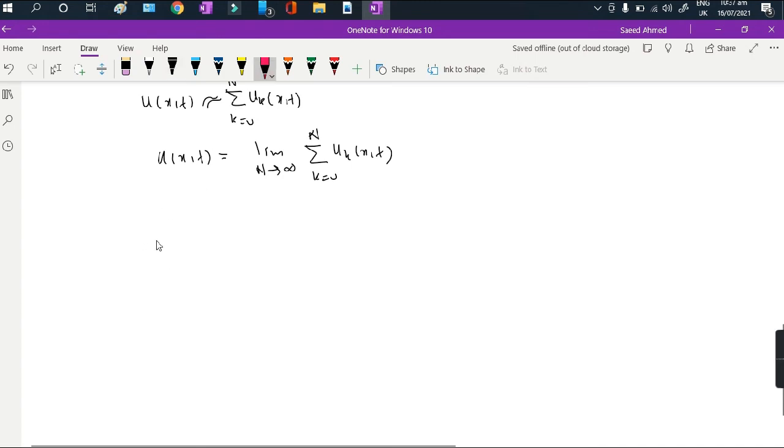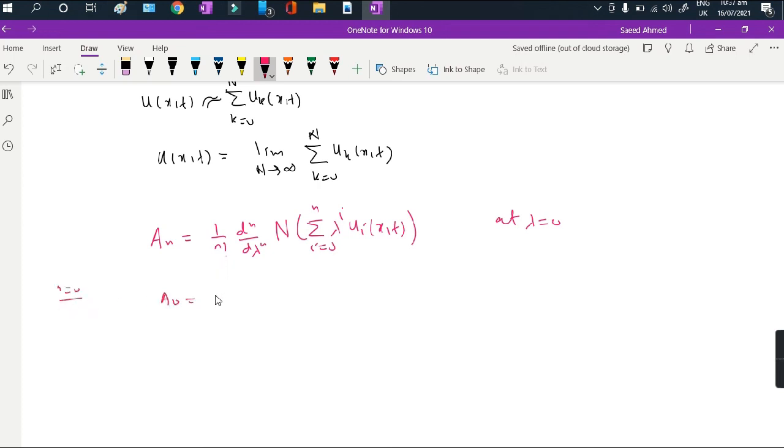Since the Adomian polynomials are A_n equal to 1 over n factorial, d^n over d lambda^n, and then we have the nonlinear term N of the summation i from 0 to n of lambda to the power i times u_i(x,t), and all that we have to evaluate at lambda equal to 0. When n is equal to 0, it becomes A_0, 1 over 0 factorial, which is 1, d^0 by d lambda means no differentiation, and we have the summation from i equals 0 to 0, which has only one term, lambda to the power 0 and u_0. So it becomes N of u_0. That means the first Adomian polynomial A_0 will be equal to N of u_0.